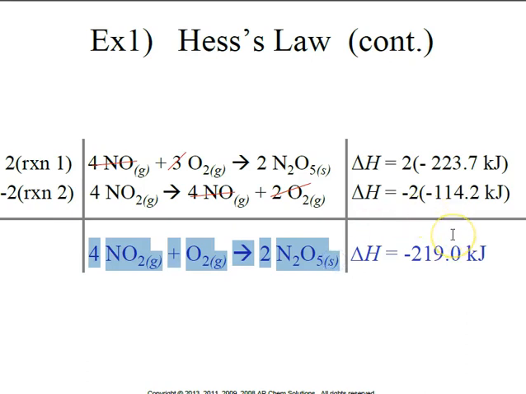And to find the delta H value, we simply add up the delta H values after we make the changes that we said. Multiplying the first one by 2, changing the sign on the second one since we flipped it, and multiplying it by 2 as well. So it turns out that the delta H value for this reaction is negative 219 kilojoules per mole. And that means that 219 kilojoules of energy will be released for every mole of this reaction that takes place.